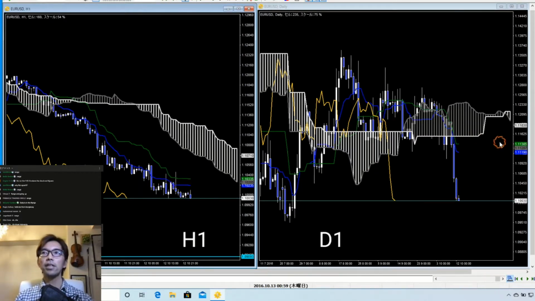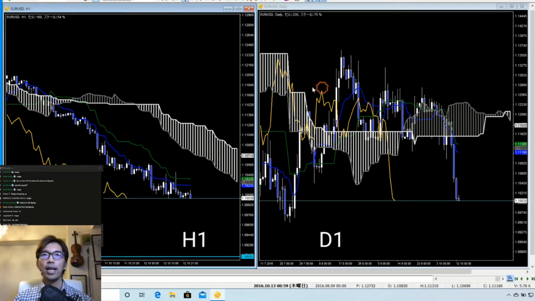But in the daily chart, when you look at the Kumo, this is still horizontal. The Kumo is still horizontal. It's not really going anywhere, right? So we just wait until the Kumo is going down for sure to take a sell, while looking at the 1 hour chart. Does that make sense, everyone?